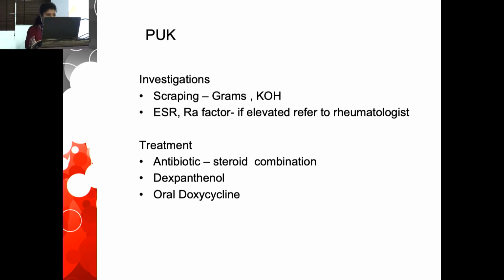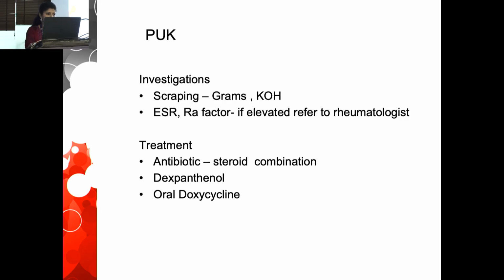When the infiltration is of good volume, it is always better to scrape and check for microbiology to rule out secondary bacterial infection. There are n number of causes for PUK and n number of blood tests, but we need not run all the blood tests in the first visit. Check ESR and RA factor. These are the most common ones to be elevated. So if they are elevated, then refer to the rheumatologist.